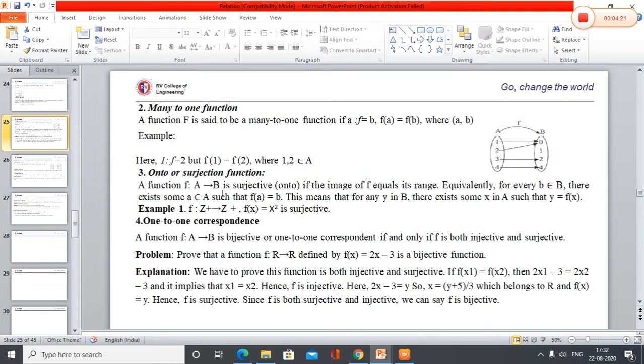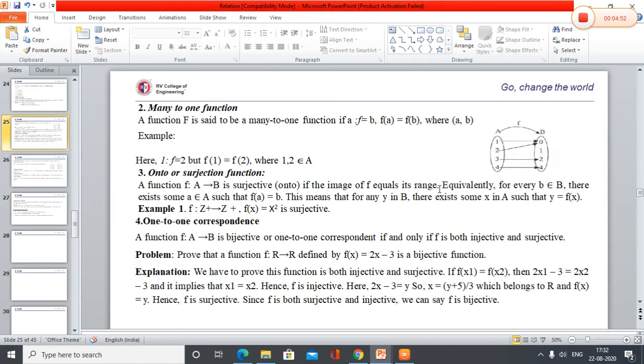Here, if I'm saying every element of A should be associated with some element of B, it is not necessary that all the elements of set B should also be associated with some element of A. But in an onto function, that is the condition. Every element of B should also be associated with some element of A. So we can also say that the image of f equals its range. Range means the elements of B that are associated with some element of A, or the elements of B that are images of some element of A.